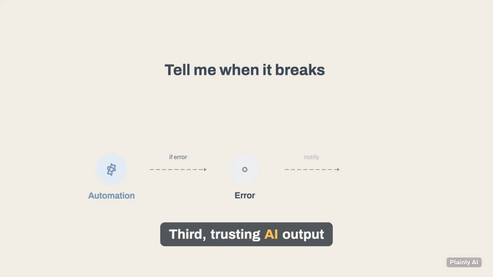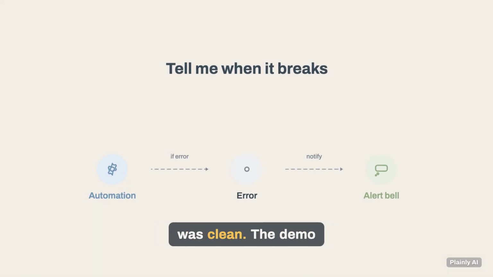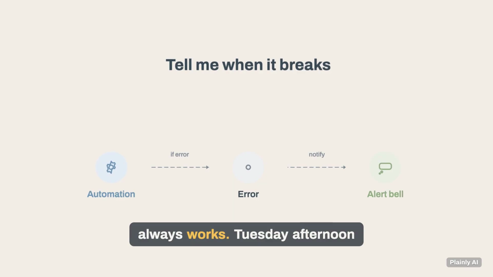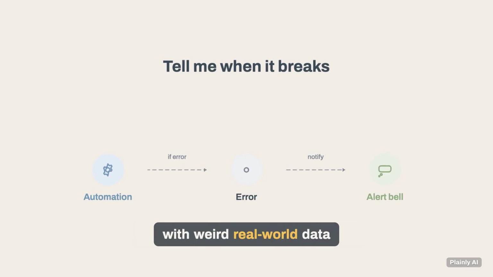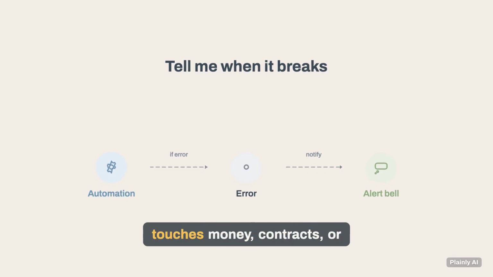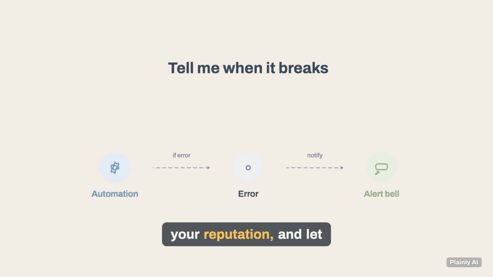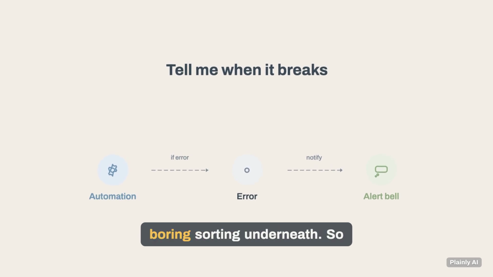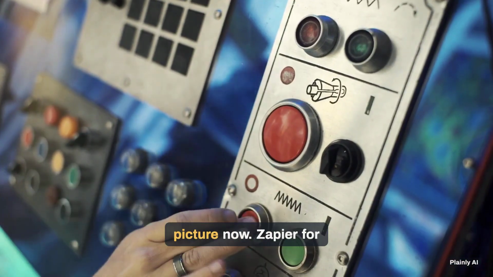Third, trusting AI output blindly because the demo was clean. The demo always works. Tuesday afternoon with weird real-world data is the test. Keep a human in the loop on anything that touches money, contracts, or your reputation, and let the robot handle the boring sorting underneath.